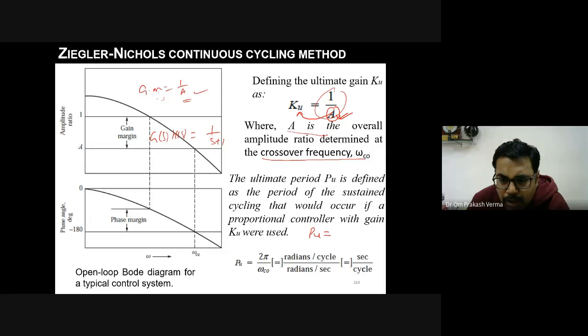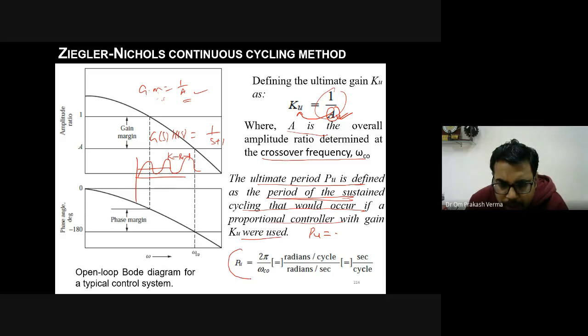So what is the PU? PU I already told, this is the time period. Okay, this is the period of the oscillation. PU is defined as the period of sustained cycling that will occur in the proportional control with KU. So you can visualize from this picture also. This is the PU, right?